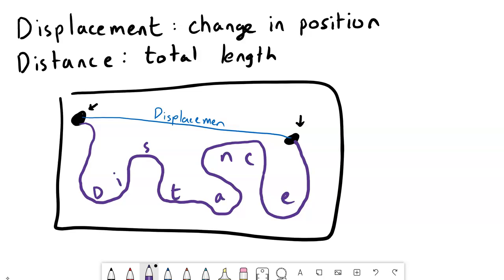This is the distance, the whole path I took. It's the total length. All the detours are included. The displacement, oops, I forgot a t here. The displacement is just where did I start and where did I end. We don't care about what happens in between.